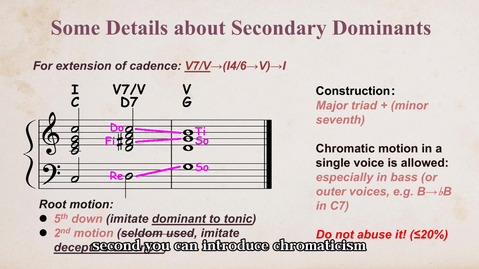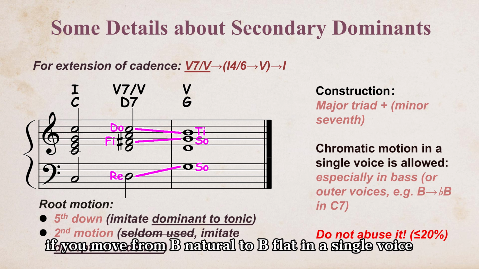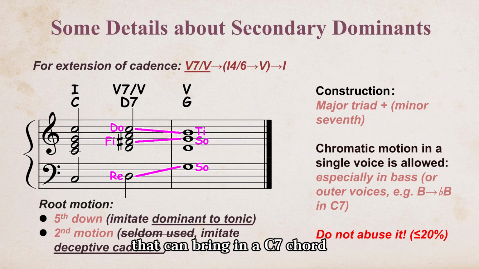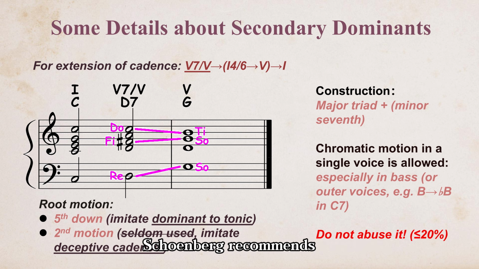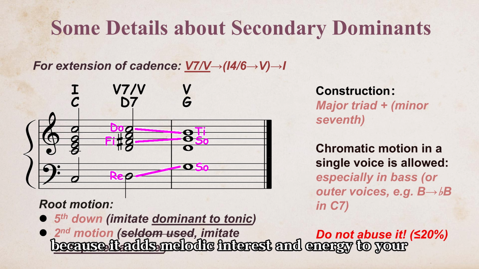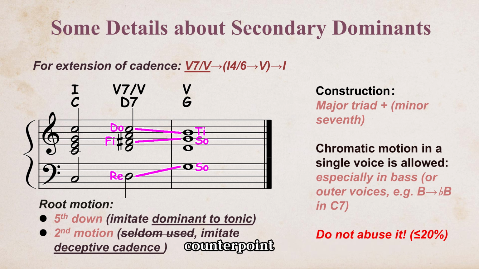Second, you can introduce chromaticism through smooth voice leading. For example, if you move from B natural to B flat in a single voice, that can bring in a C seventh chord, which functions as the dominant seventh of F. Schoenberg recommends putting this kind of chromatic motion in the outer voices, especially the bass, because it adds melodic interest and energy to your counterpoint.